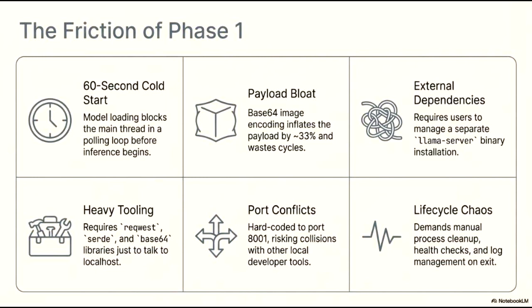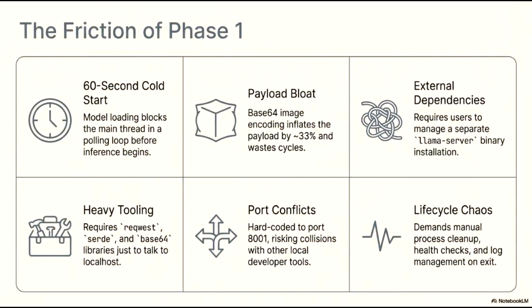One of the most immediate issues was the 60-second cold start, where model loading would block the main thread in a polling loop before inference could even begin. We also dealt with payload bloat. Specifically, base64 image encoding inflated our payloads by approximately 33%, wasting compute cycles unnecessarily. From a setup perspective, external dependencies required users to manage a separate Llama server binary installation manually.